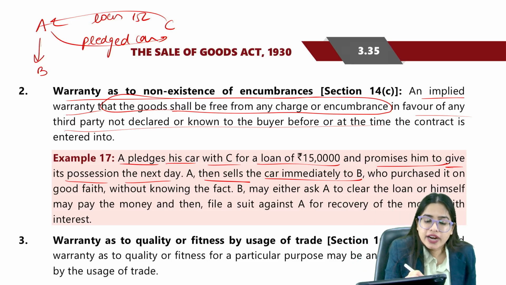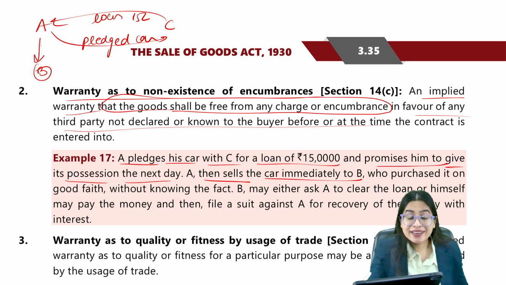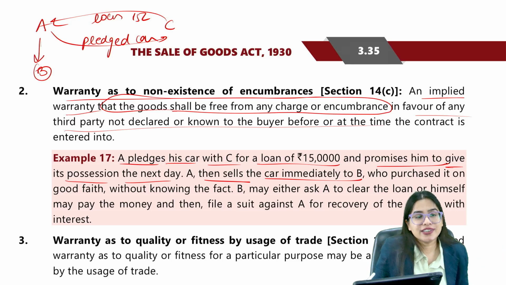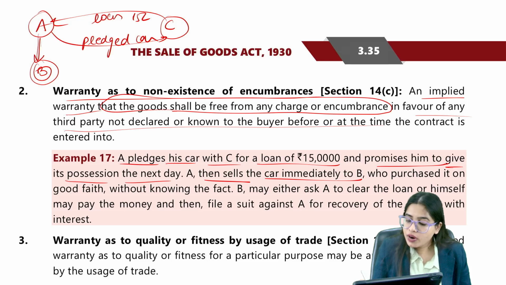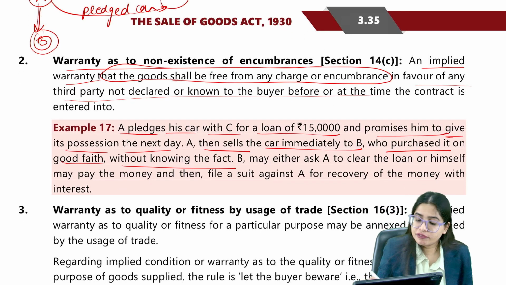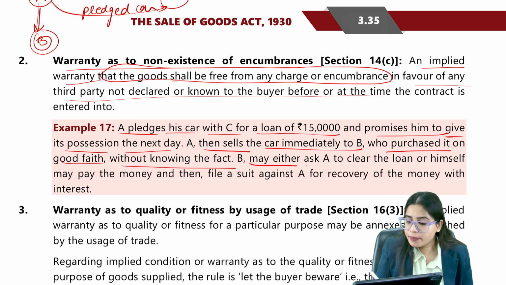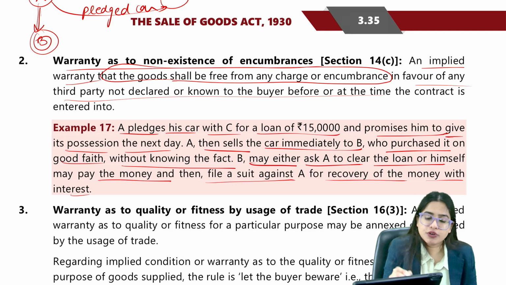Now A sold that car to B. B doesn't know that this car is encumbered or that it was given as a security to C. After giving the car as a security to C, A sold that car to B. Who purchased it in good faith without knowing the fact. Later B may either ask A to clear the loan himself, or pay the money and file a suit against A for the recovery of the amount.